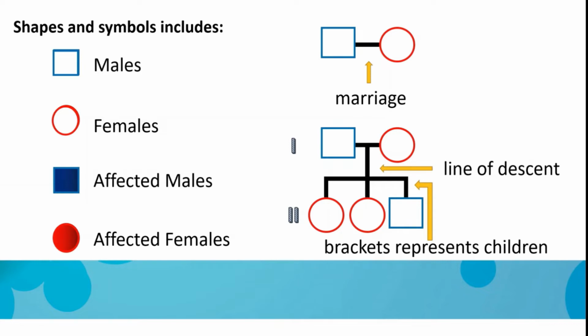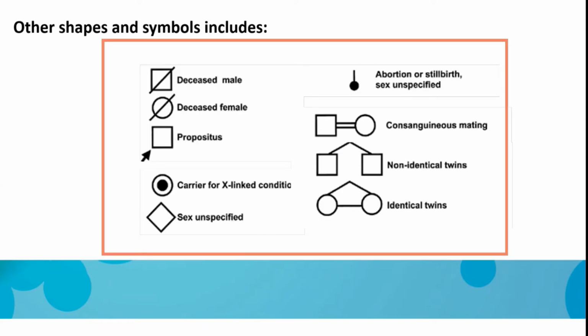In every pedigree, you can see that there are Roman numerals. This indicates generation. Roman numeral 1 means they are the parents, the first generation. Then Roman numeral 2 means these are the children, the second generation, and so on. Other shapes include the following.